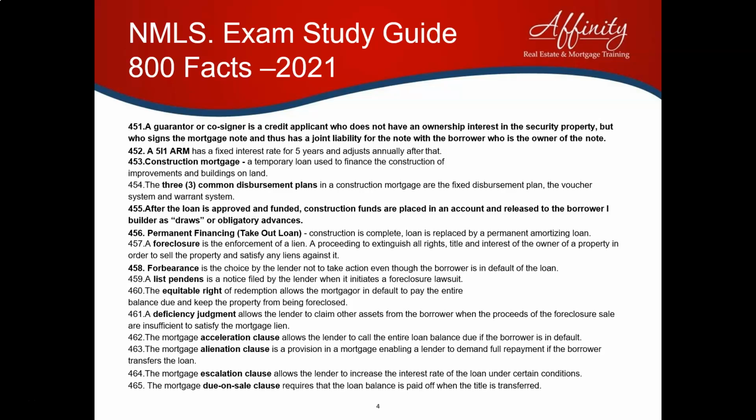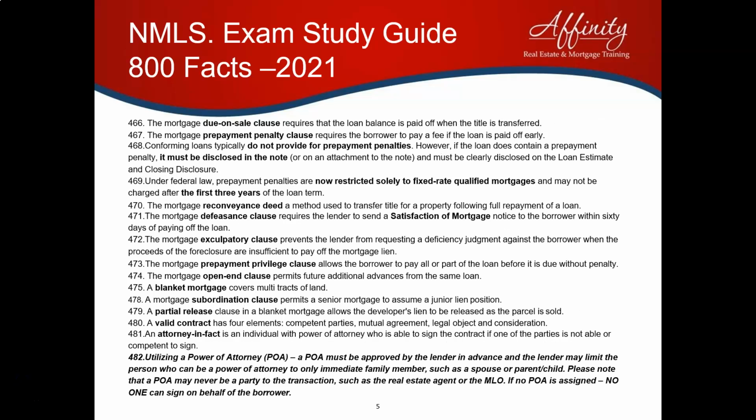The mortgage alienation clause is a provision in a mortgage enabling a lender to demand full repayment if the borrower transfers the loan. The mortgage escalation clause allows the lender to increase the interest rate of the loan under certain conditions. The mortgage due on sale clause requires that the loan balance is paid off when the title is transferred.